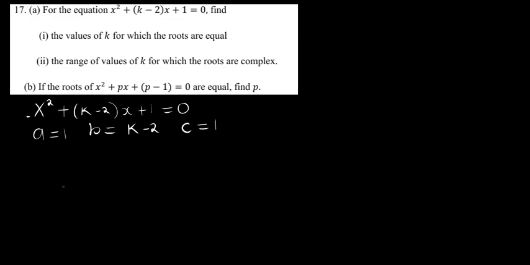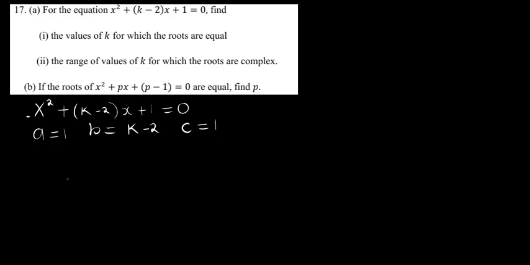Question 17 says, for the equation x squared plus (k minus 2)x plus 1 equal to 0. After you have that question, you need to know what your a and your b are. In this situation, your a is the coefficient of x squared, which is just 1. And your b is k minus 2. And your c is just 1.